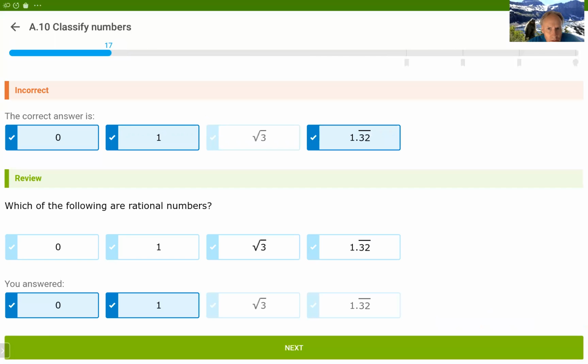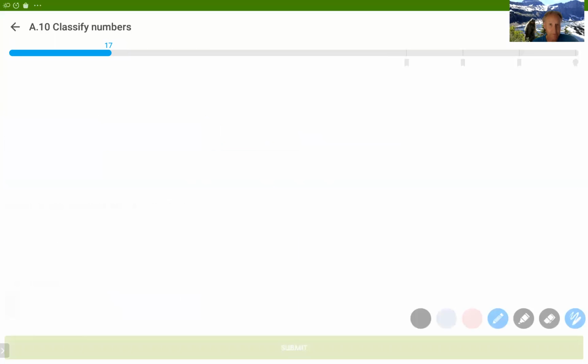Oh, rational. 1.32 repeating is 1 and 32/99. Sorry about that. Helps if I'm actually paying attention to what I'm doing.